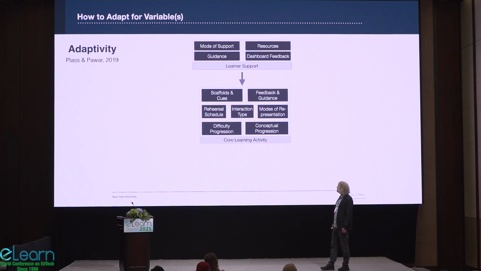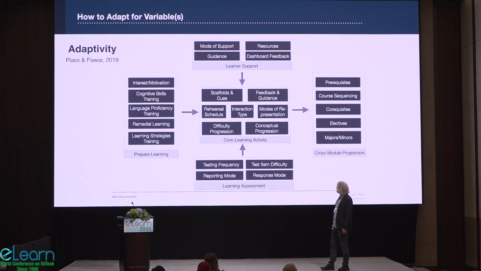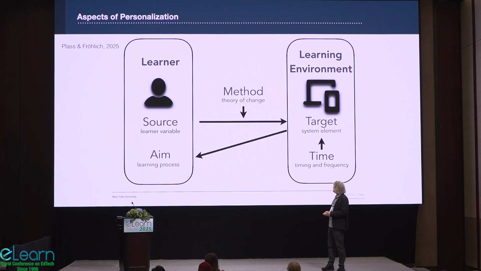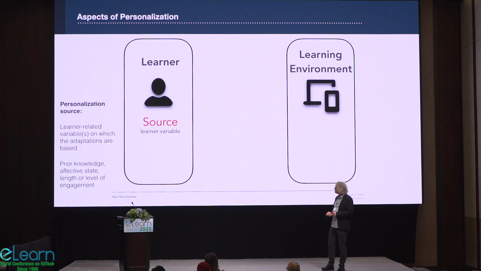We have other things, the learner support, the learning assessment, the preparation of learning, and cross-module progression. And so now we see how the opportunities in the space of adaptation or personalizing learning are actually quite broad. And how, if we mapped what we currently have onto this taxonomy, or beginning of a taxonomy, we would see that just like with the variables we adapt for, what we adapt is actually much narrower than what it could be. So let's look at this in a different way. And the adaptation cycle is something I've been thinking about a lot. Because what happens here, this is the adaptation cycle the way I imagine it, and we start with the source variable.